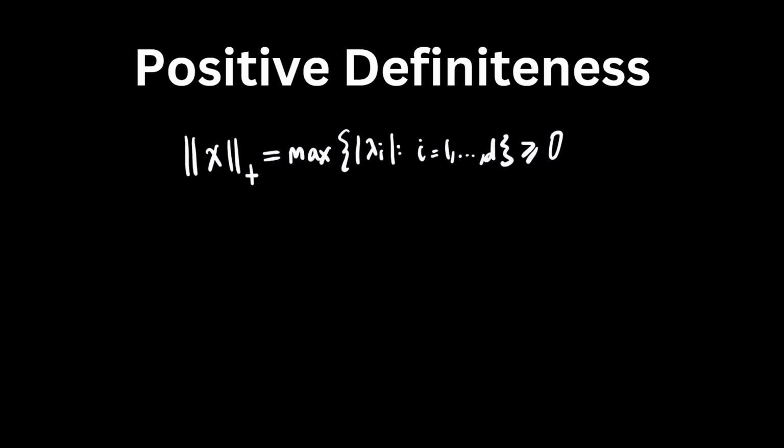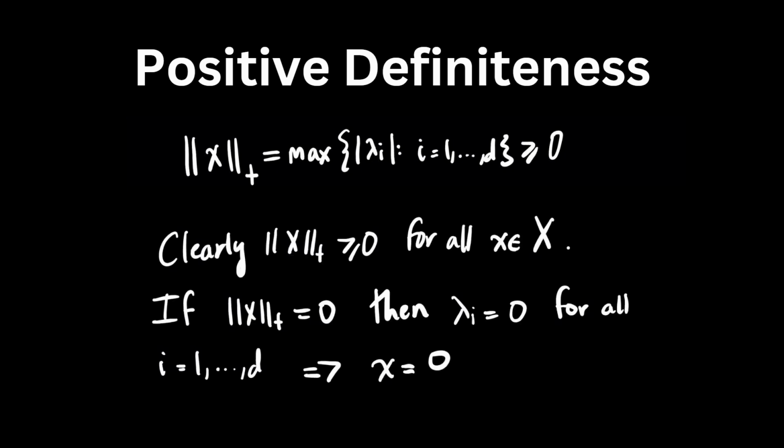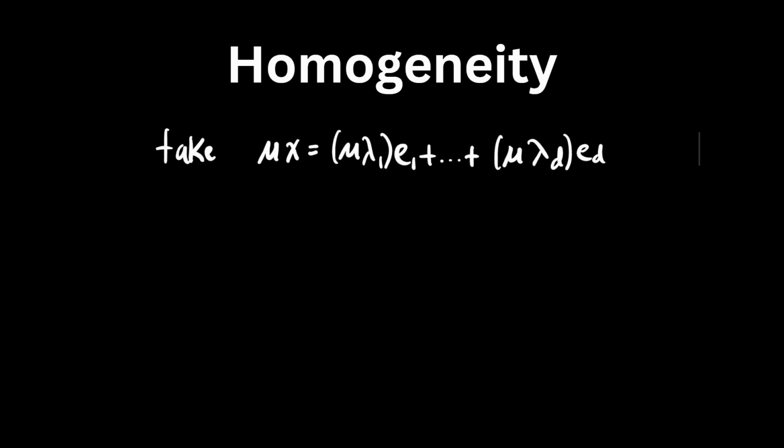First, positive definiteness. Since we are taking the maximum absolute value of the lambdas, it is always non-negative. So the norm of X has to be greater than or equal to 0. Moreover, the only way the norm of X is 0 is if all the lambdas are 0, which means that X has to be 0. So positive definiteness holds.